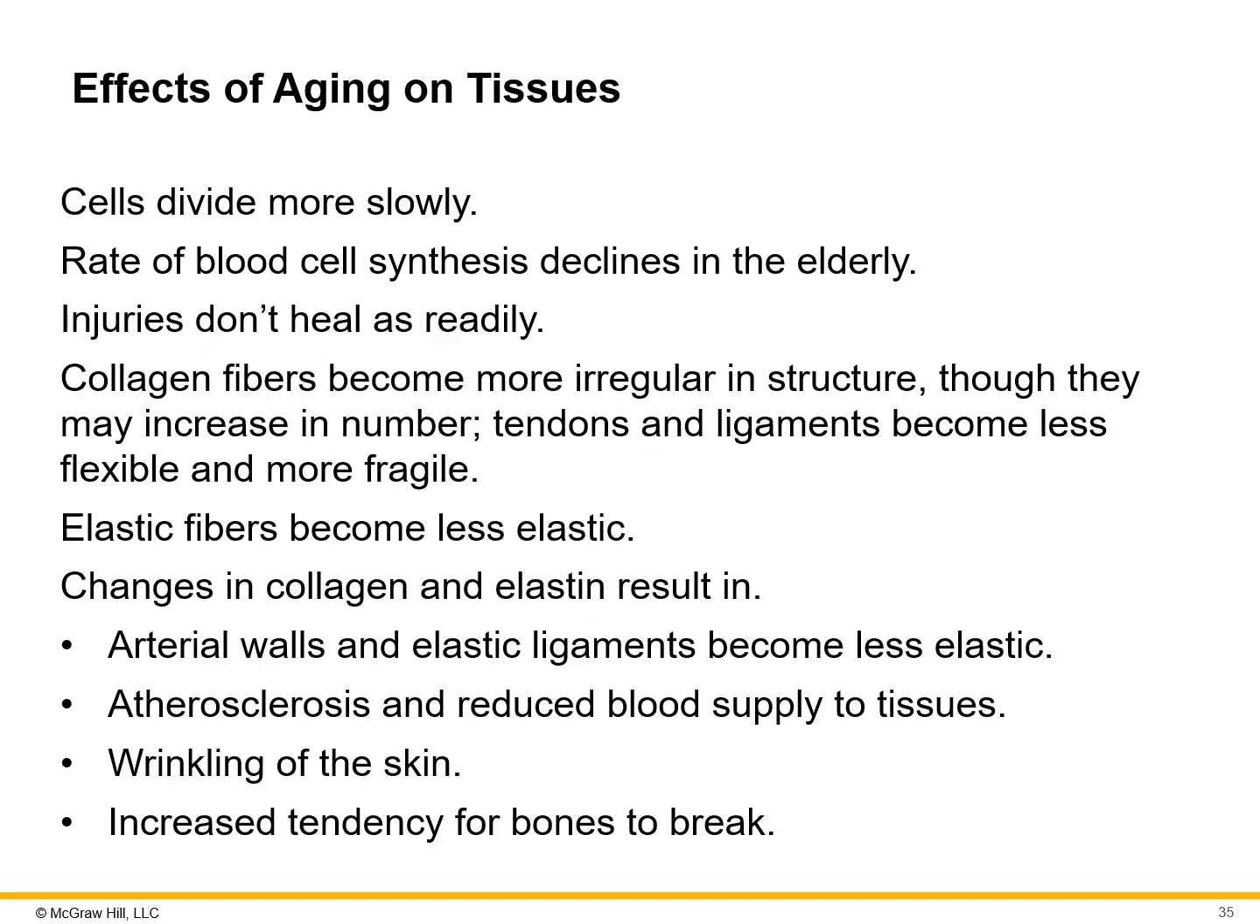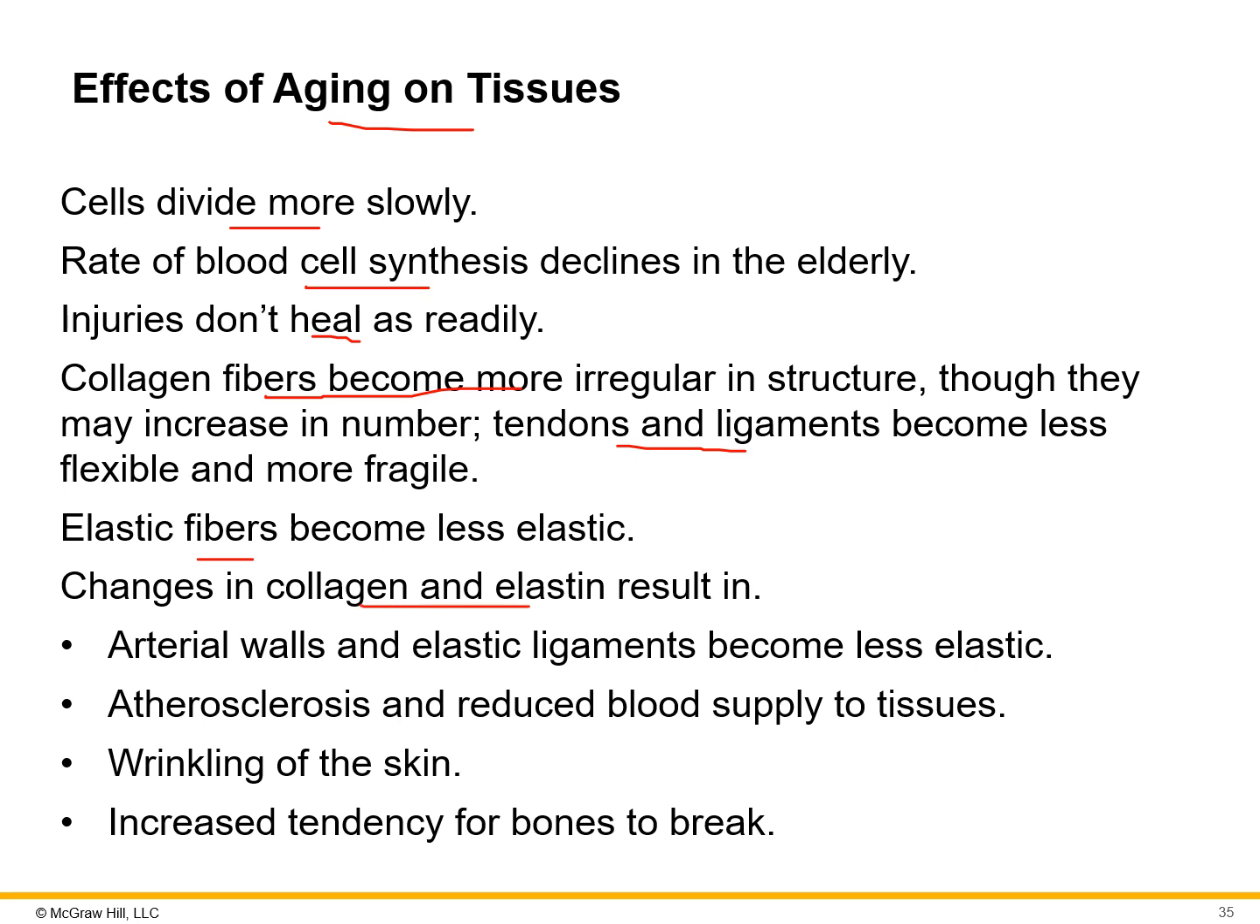And then finally, we have the effects of aging. As we age, our cells divide more slowly. Blood cell synthesis declines as we get older, so we're less oxygenated, with less ability to heal. Those collagen fibers become more irregular, so stronger in tensile strength and increased. So those tendons and ligaments are less flexible, more fragile. Elastic fibers have been stretched too much, so they're less stretchy.